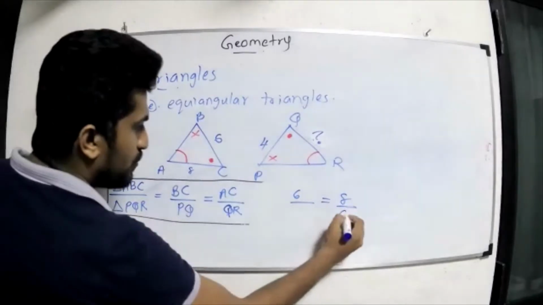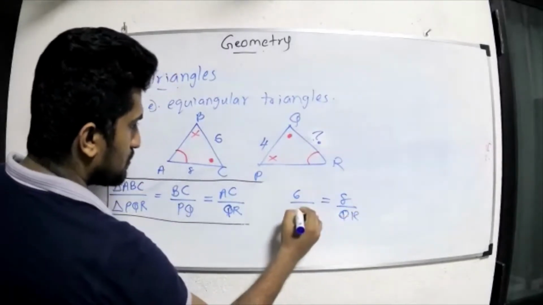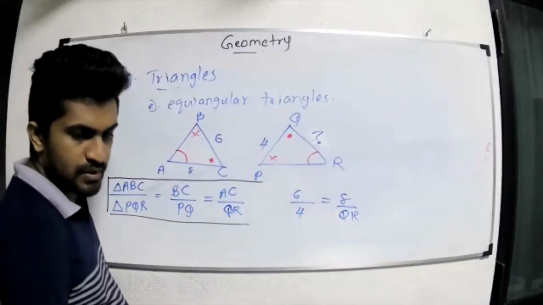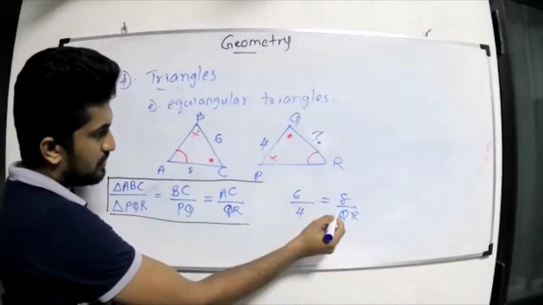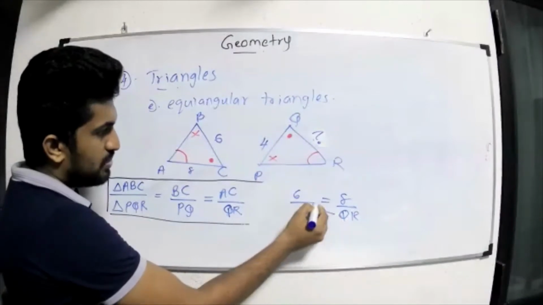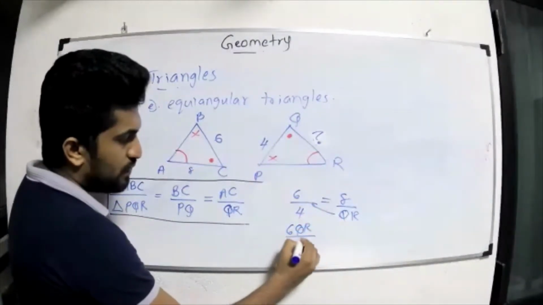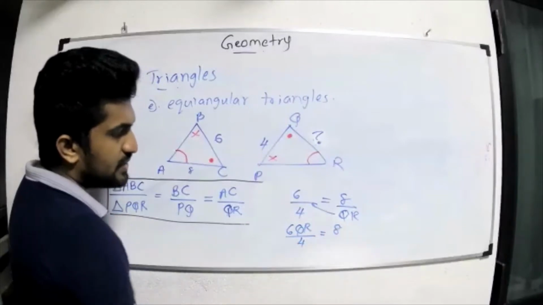QR you don't know. You have to find it. So you have to make QR the subject. Bring it here. Then 6 QR over 4 equals 8.